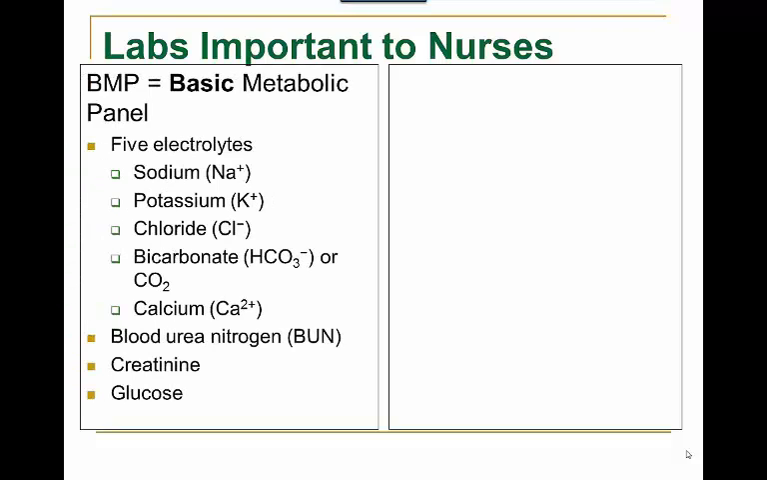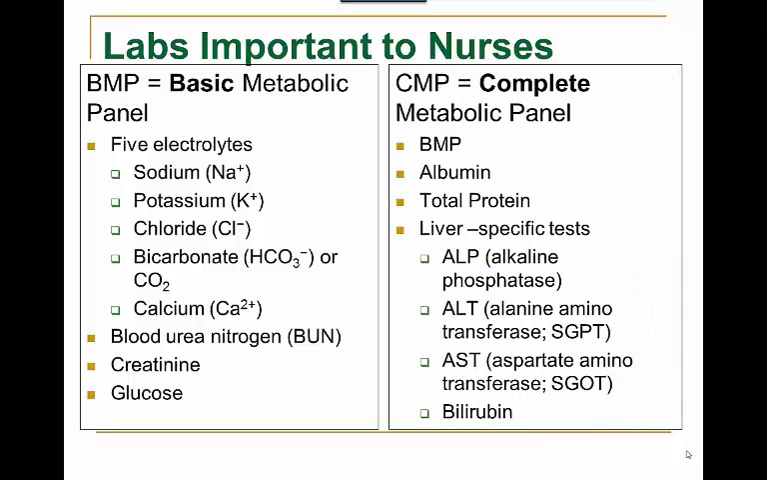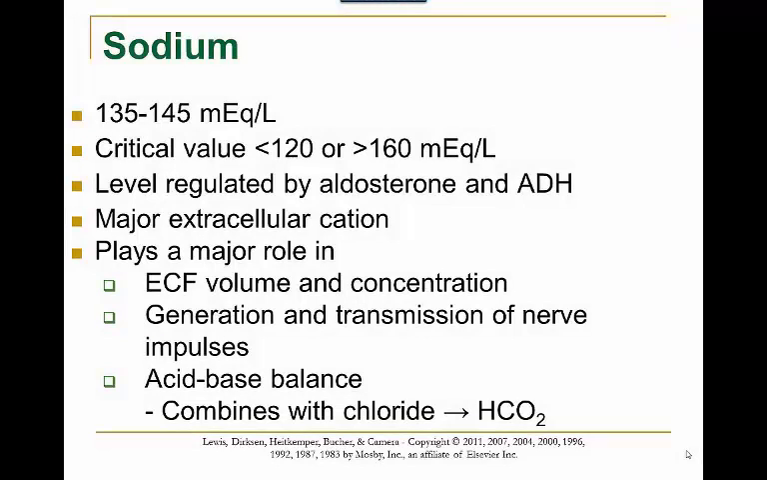So when we need to know what our electrolytes are, what labs do we draw? One of the labs we draw is called a BMP, a basic metabolic panel. This contains the 5 big electrolytes, also BUN, creatinine, which we'll talk about with kidney, and glucose, which comes next week. We also can draw a CMP, a complete metabolic panel, which includes everything in the BMP, plus albumin, protein, and some liver-specific tests. I tell you this so that you know which lab values to look for when you're investigating your electrolytes. So let's talk about sodium just for a second.